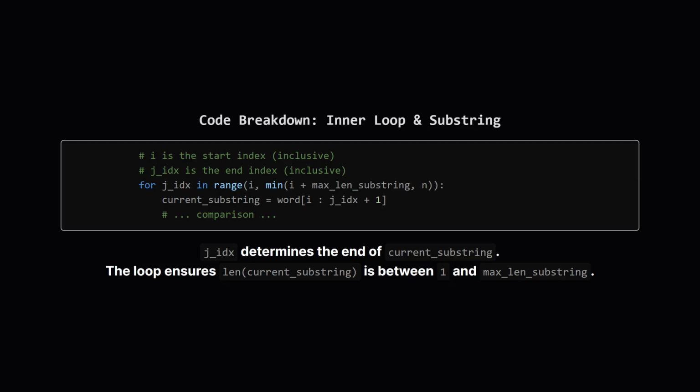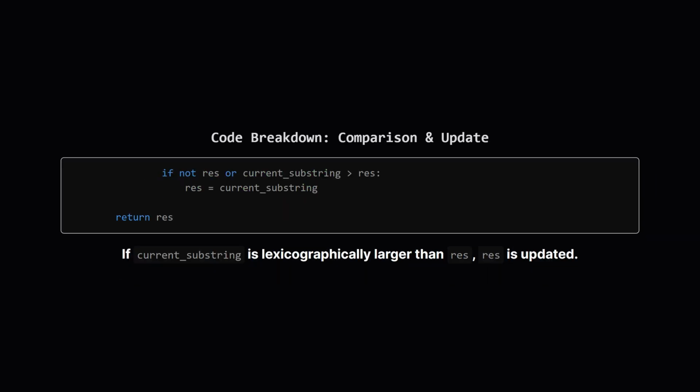So current_substring is formed using this i and j_idx. Once we have our current_substring, we compare it with res, our best so far. The condition if not res handles the very first substring we check, when res is still empty. In that case, any current_substring becomes the res. Otherwise, current_substring greater than res checks if the new substring is lexicographically greater than our current res. If it is, we update res to be this current_substring. After both loops complete, res will hold the lexicographically largest valid substring, and that's what we return.